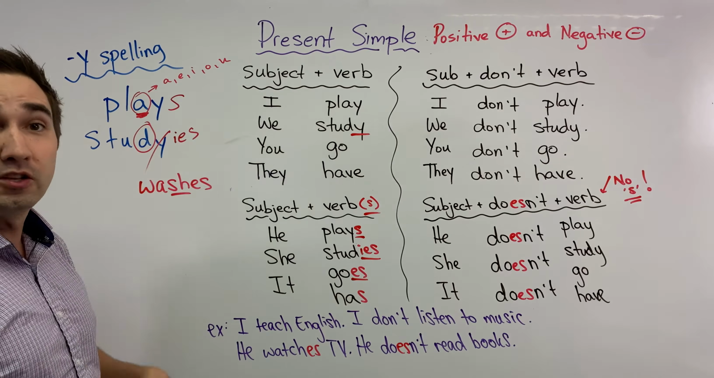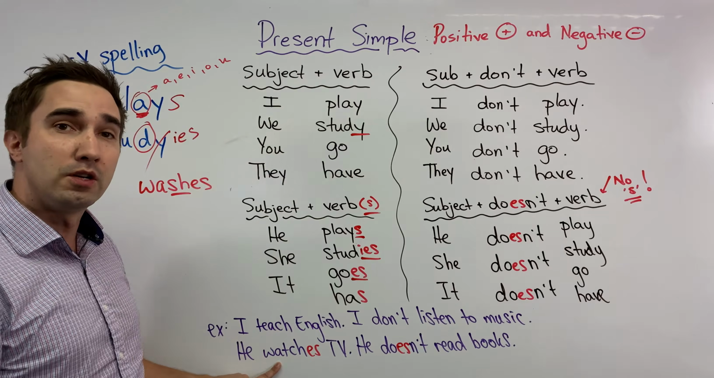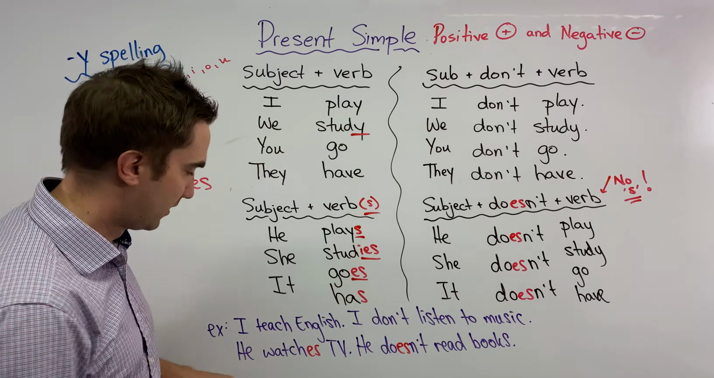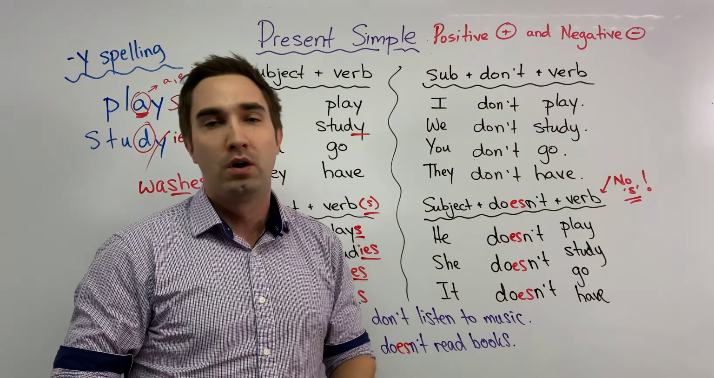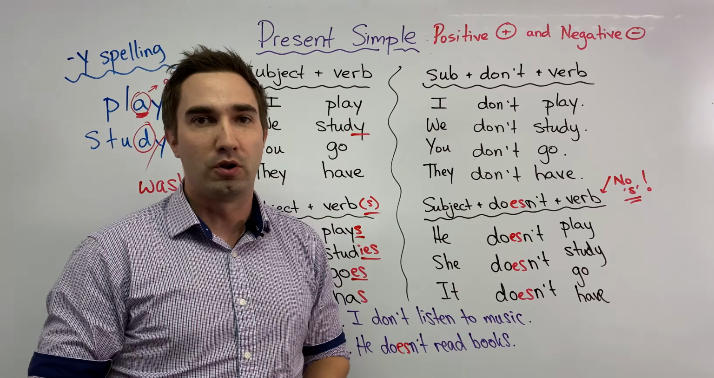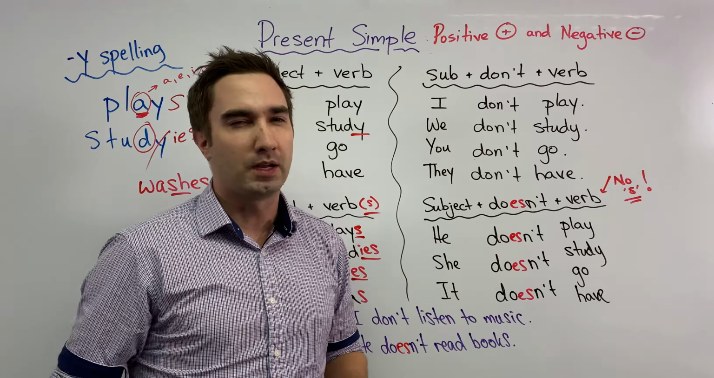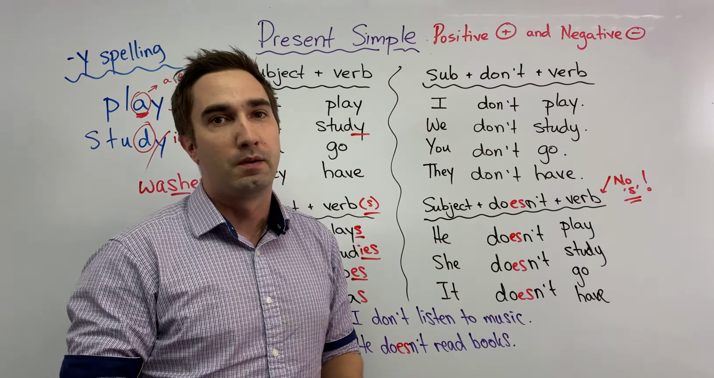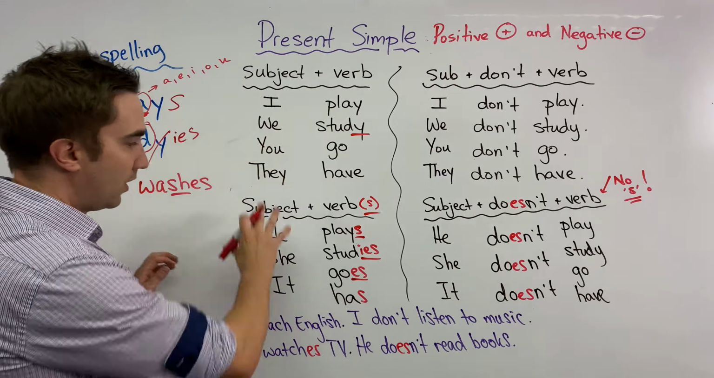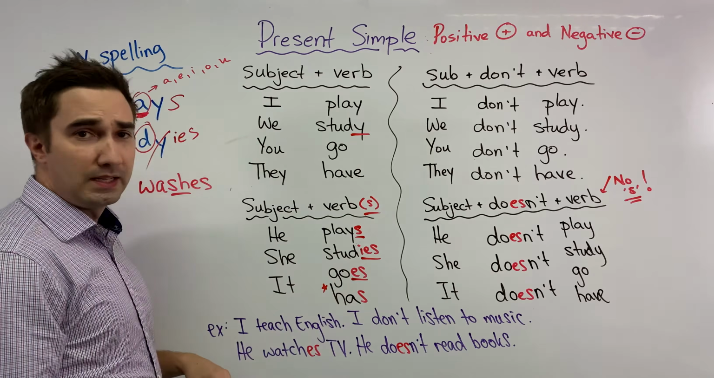Okay, so SH is followed by ES. Watch, as you can see down here, is followed by ES. So CH, SH, X, O, most of these verbs are followed by ES. Okay, we'll probably make another video on specifically spelling rules for present simple. So that's positive. The last one here is has.